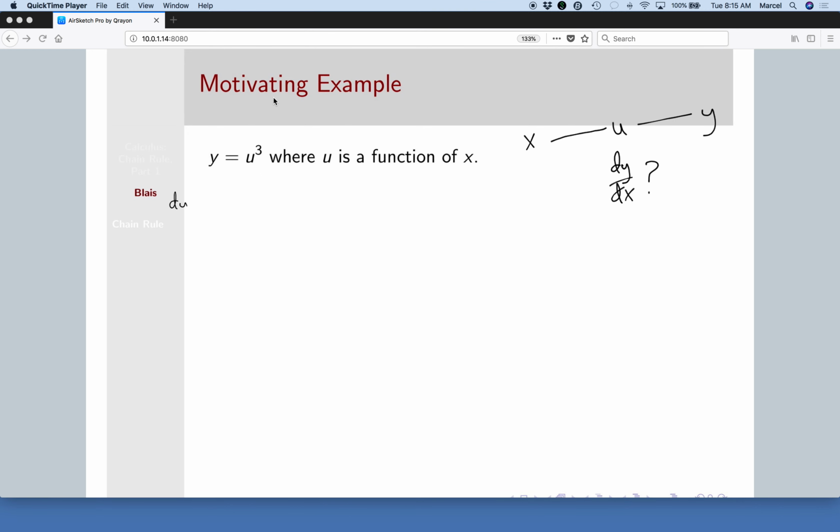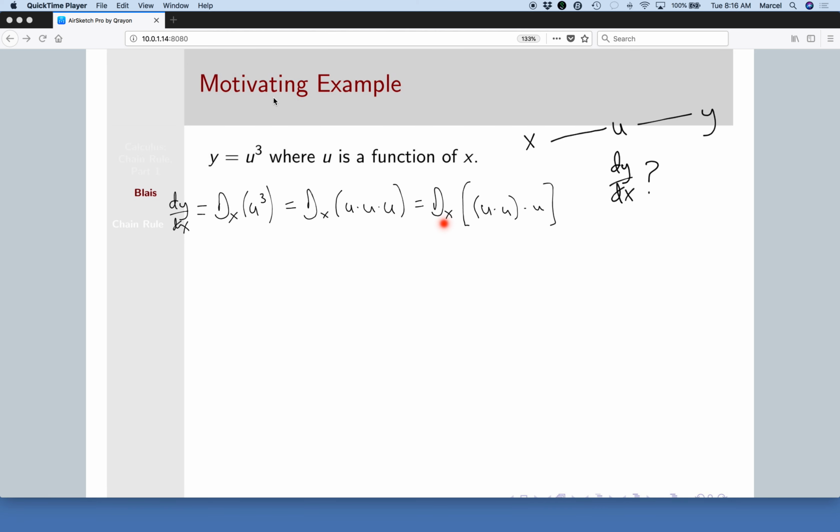So we can say dy dx is the derivative with respect to x of this function u cubed. Well, let's get a little bit creative, and let's write this as the derivative with respect to x of u times u times u. That's the same thing as u cubed. But then we can use associativity of multiplication to say this is the derivative with respect to x of, first we do u times u, and then multiply that by the third u.